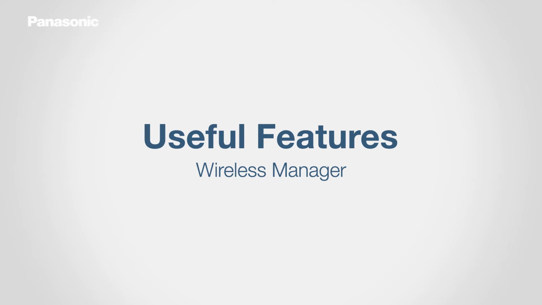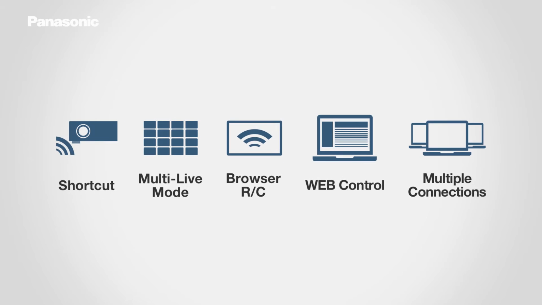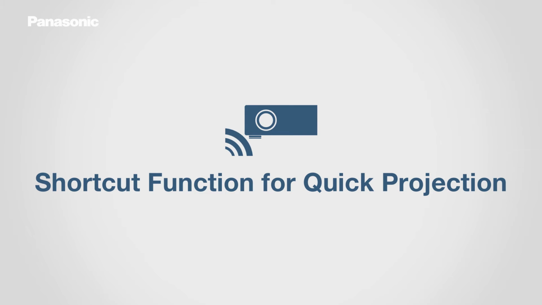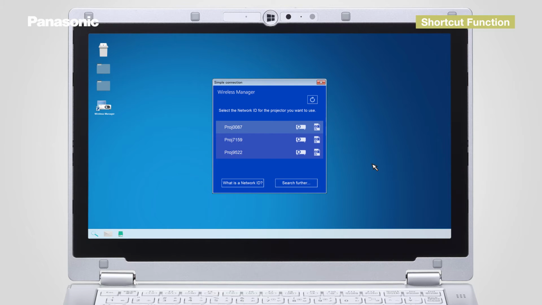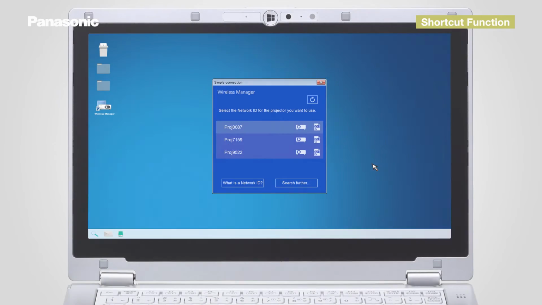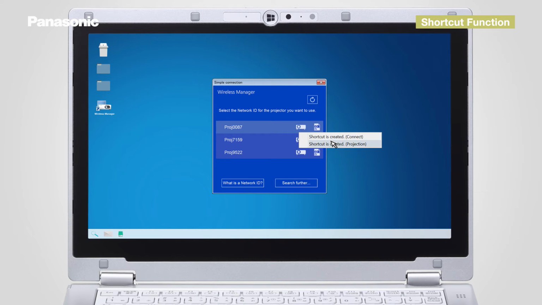This software also has a number of other useful features. These include shortcut, multi-live mode, browser remote control, web control, and multiple connections. Let's go through each function step by step. You can start projecting quickly using the shortcut function. Click the shortcut creation icon on the Simple Connection screen. Then click Creating Shortcut for Connection. Double-click the icon you created on the desktop to connect automatically, and the launcher will start up. Click Creating Shortcut for Projection. Double-click the icon created on the desktop to connect automatically, and projection will begin.